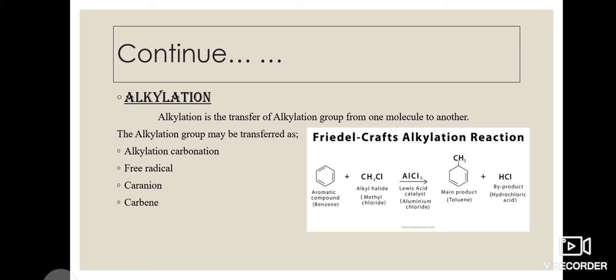halide methyl chloride. This reaction is performed in the presence of a Lewis acid catalyst, aluminum chloride. The products which are mainly produced are toluene and HCl, hydrochloric acid.